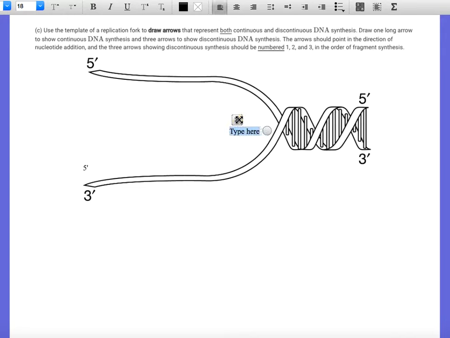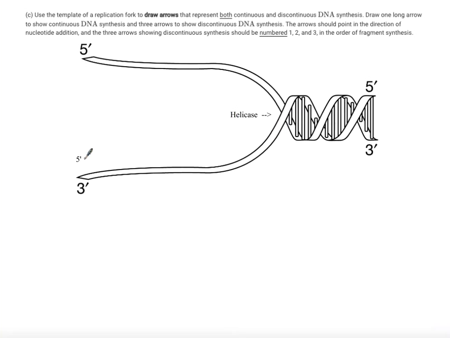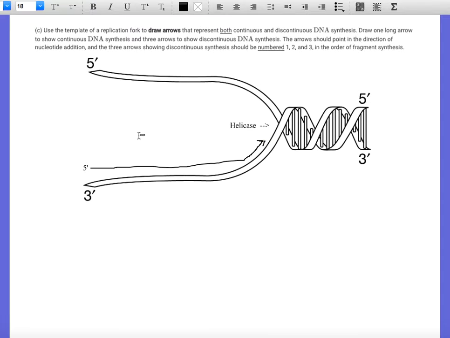you had helicase here, moving this way, right? And then since DNA polymerase 3 can only add nucleotides in the 5' to the 3' direction, it is going to synthesize DNA continuously. And this is, of course, what you guys had labeled on your diagram as the leading strand.